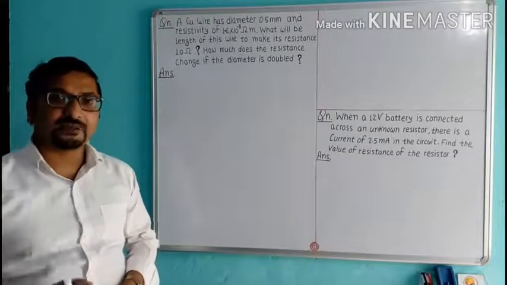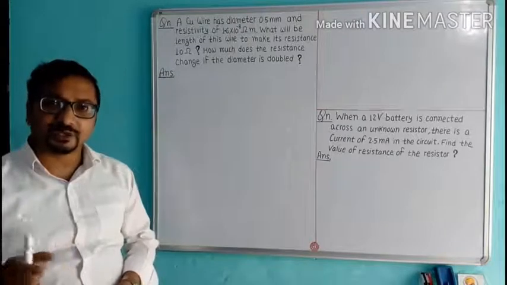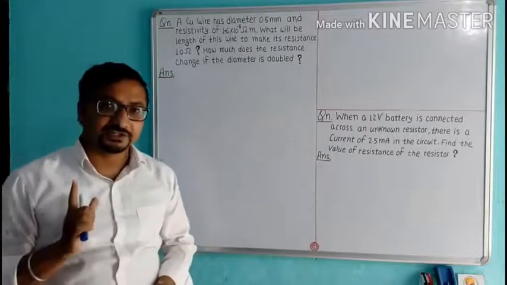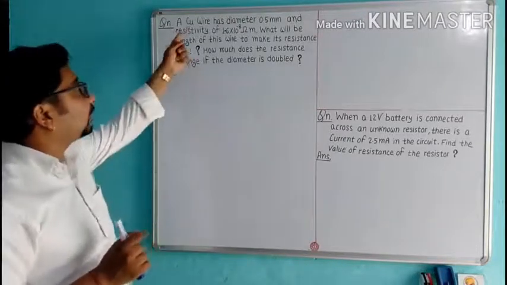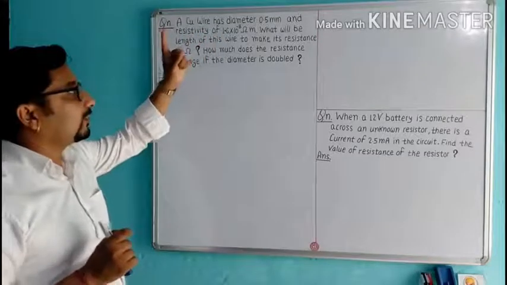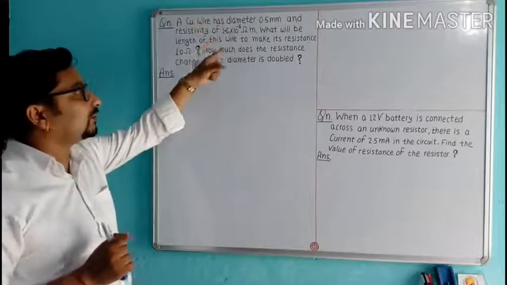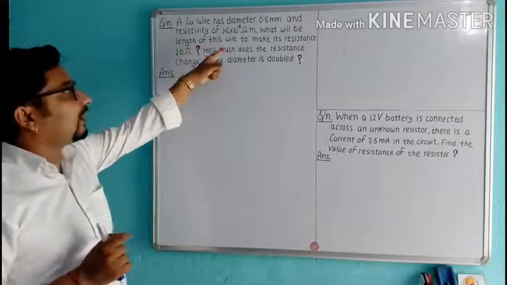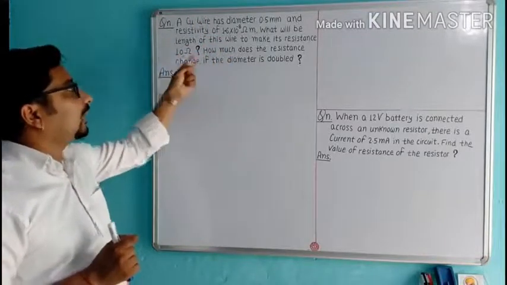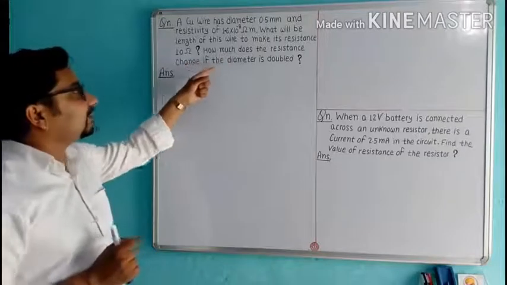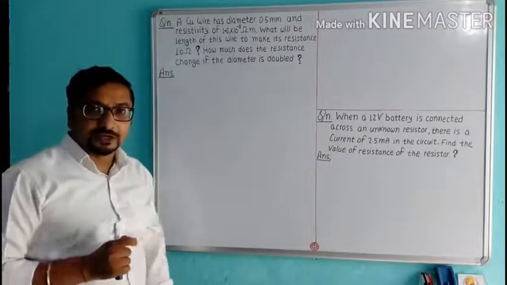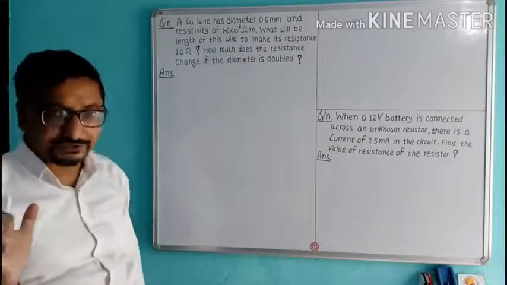Today we will discuss some numericals related to the NCERT textbook exercise of the electricity chapter. Now here is the question. A copper wire has diameter 0.5 mm and resistivity of 1.6 into 10 to the power minus 8 ohm meter. What will be the length of this wire to make its resistance 10 ohm? How much does the resistance change if the diameter is doubled? Now there are two parts in this question.